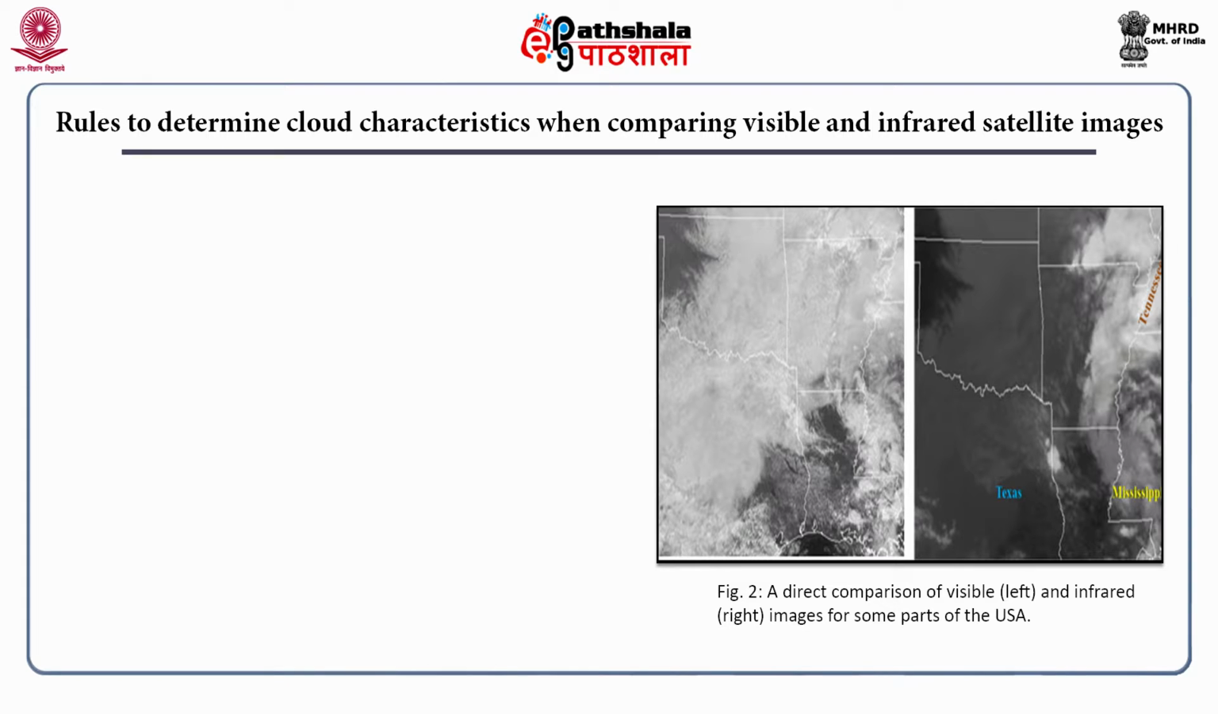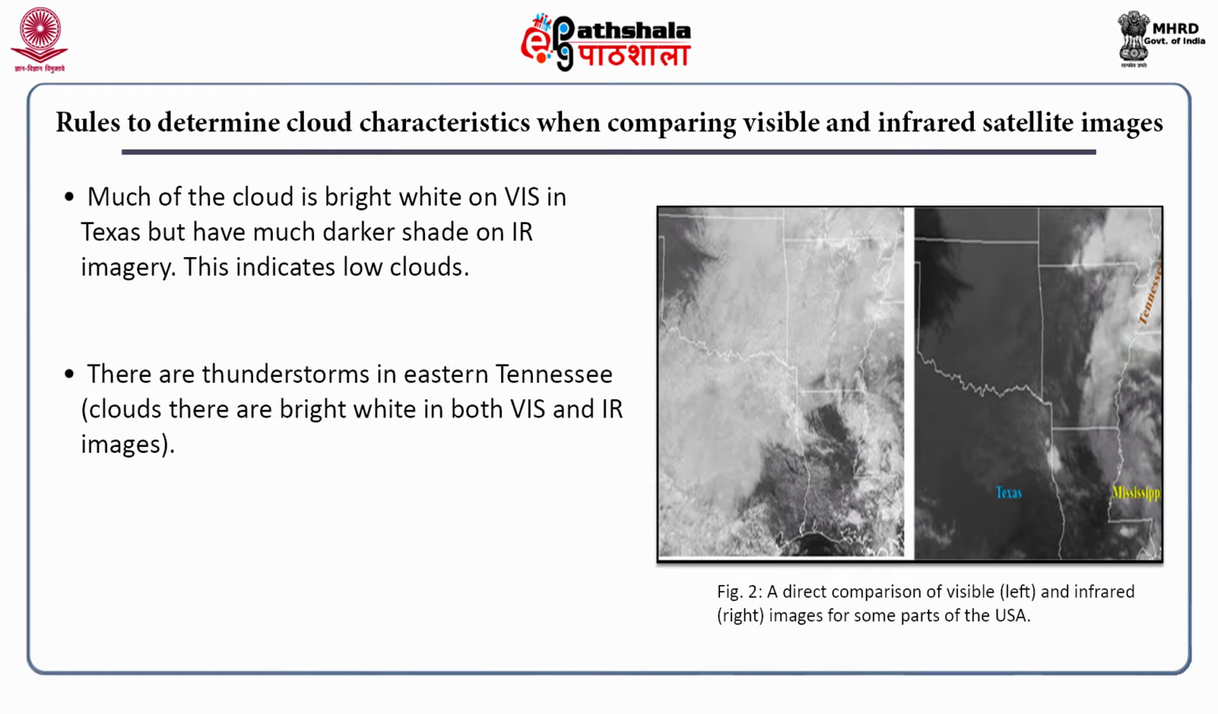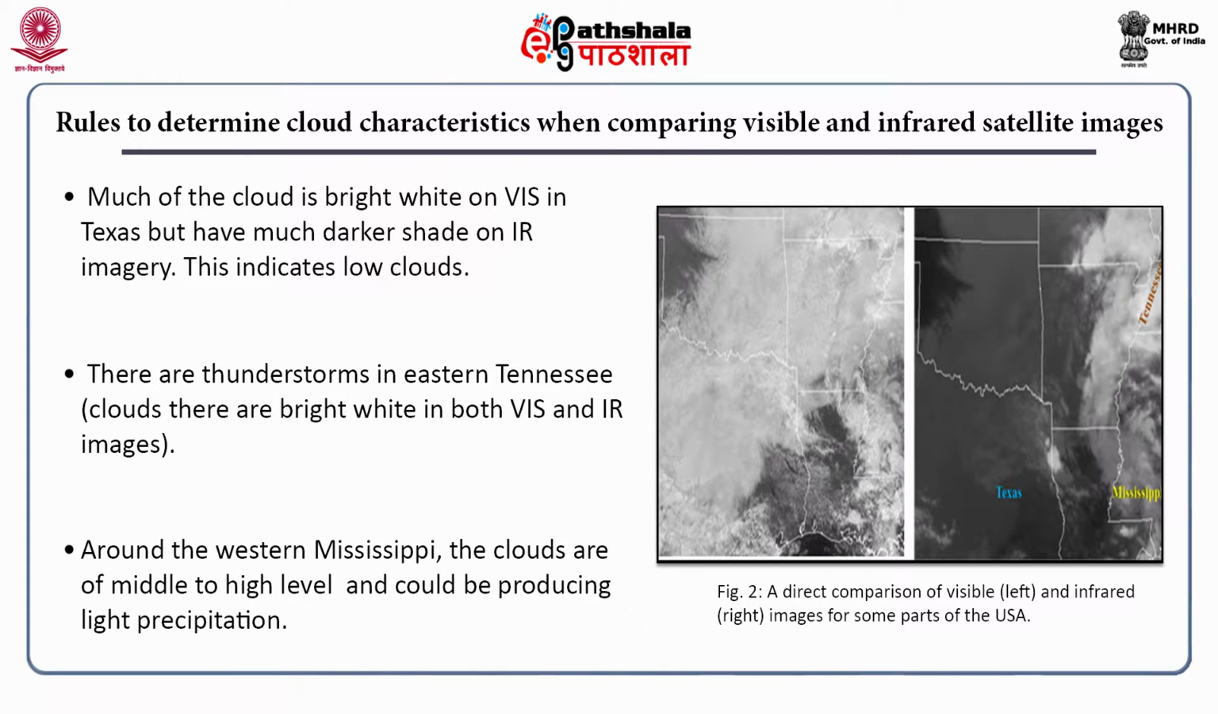These are actually images of a satellite covering some part of United States. In the left, it is in the visible channel, and in the right, it is in the infrared channel. You can see much of the cloud is bright white on visible in Texas, but they have much darker shades on IR imageries. So, this indicates it is a low cloud. Now, there are thunderstorms in eastern Tennessee. The clouds are bright white in both visible and infrared images. Around the western part of Mississippi, the clouds are of middle to high level, and they could be producing light precipitation.